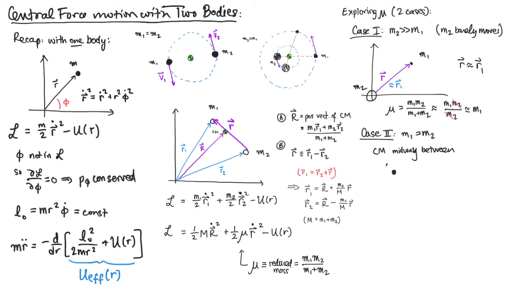So if you have mass 1 here, mass 2 here, the center of mass will be right in the middle between the two. Remember, the r vector points from 2 to 1. Okay, and if you set your origin to be at the center of mass, then you have two position vectors. R2 points to mass 2 and R1 points to mass 1. So you can see that the magnitude of R is twice the magnitude of R1 or R2.